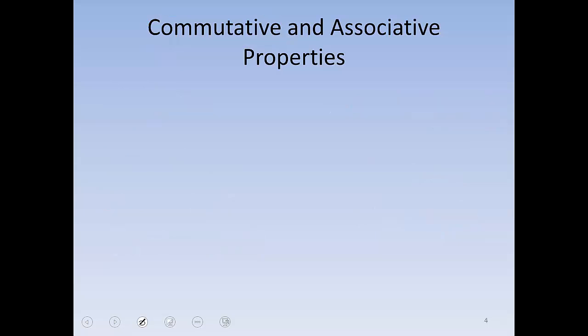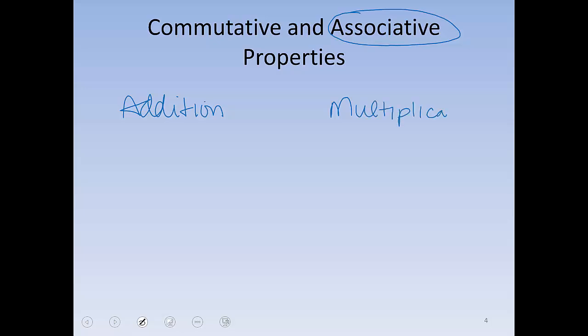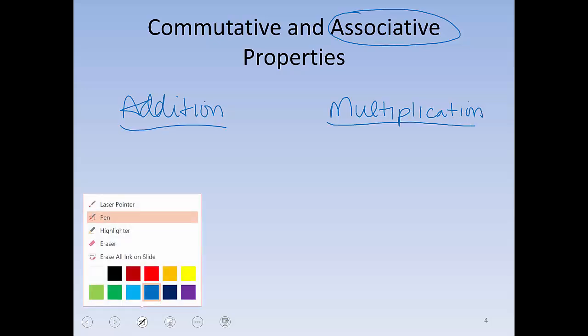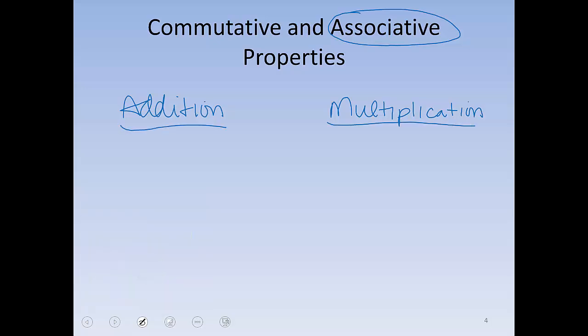What about the associative property of addition and the associative property of multiplication? Let's give some examples of those. Now, the associative property means that numbers are associating with each other. And when you associate, you group together. You talk to each other. So that's what we're going to be thinking of with this one, a way to group numbers together.